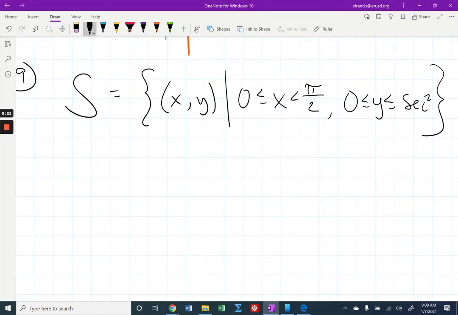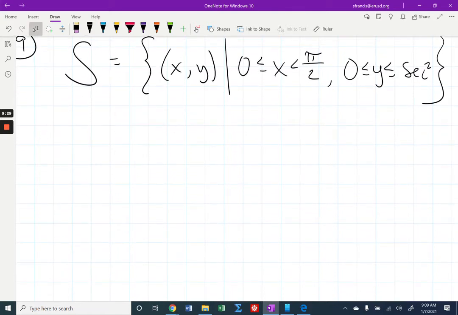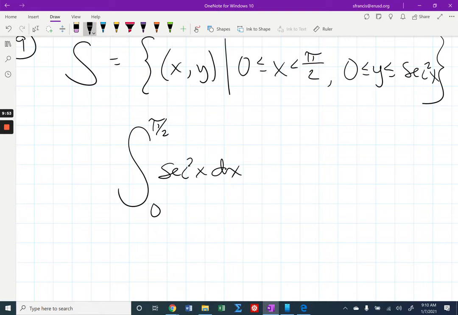So what does the graph of secant squared look like? I don't really want to sketch this, but if you could imagine, I would sketch the graph of secant squared of x, take the points between the x-axis and that graph, and then restrict the horizontal interval between 0 and pi over 2. So what we're trying to evaluate is the improper integral from 0 to pi over 2 of secant squared x dx.